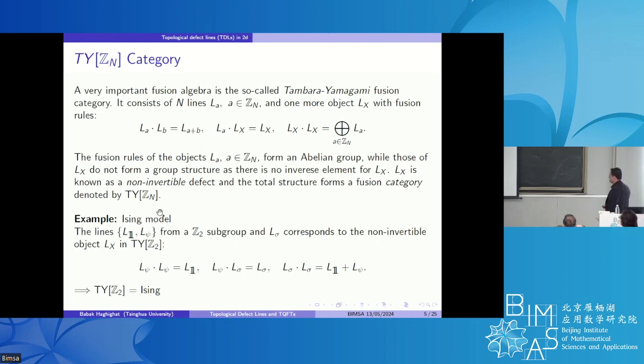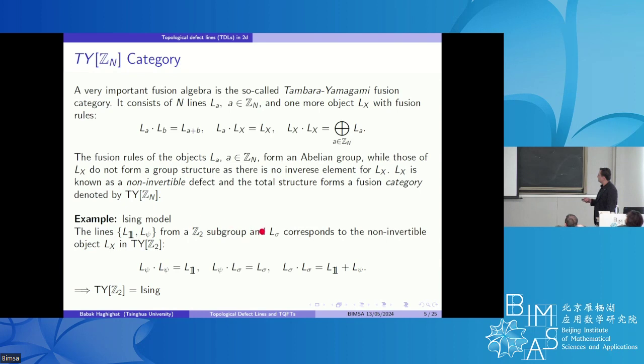And an important example is the Ising model, which I described before in terms of the statistical model. Here you have several lines. There is the identity line, which does nothing, right? But then there is this other line, L psi. This is the one which I described before, which in the statistical model is just sigma x. It flips all the spins along some line. And these two form a Z2 subgroup, because if you flip the spin once and flip it again, you're back. So you get the identity, nothing happened.